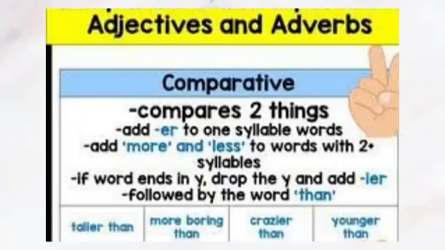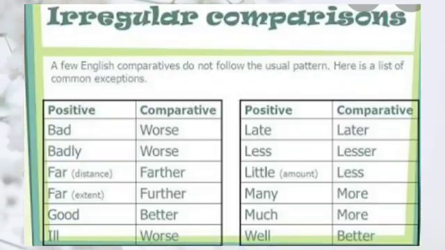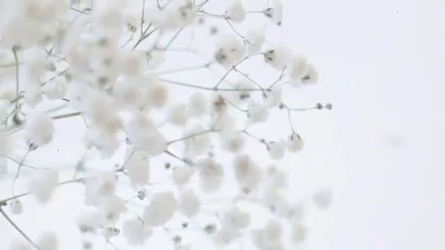Look at this. Comparative is used when comparing two things by adding er to the adjectives or adverbs and more to the words which have more than two syllables. Some irregular forms of comparisons are also given. We can go through.